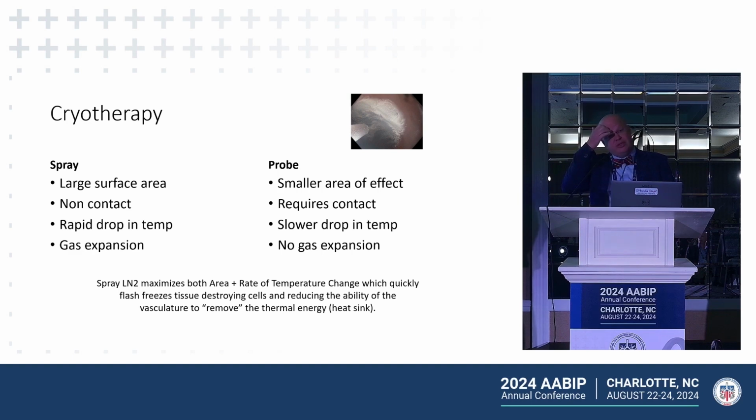So what are the differences in the types of cryotherapy? With spray cryotherapy, you can treat a large surface area. If you hold still in one area, you'll get about 20 millimeters of coverage, but you can move your hand around, and I'll show you some examples of that, and cover a larger surface area. It's non-contact, so you don't have to touch the tissue, and you get a really rapid drop in temperature. And then there's gas expansion. One of the things we talk about whenever we're teaching people how to use this is that 1 ml of liquid nitrogen expands to 700 milliliters of gas. So you can see that you have to be able to get the gas out.